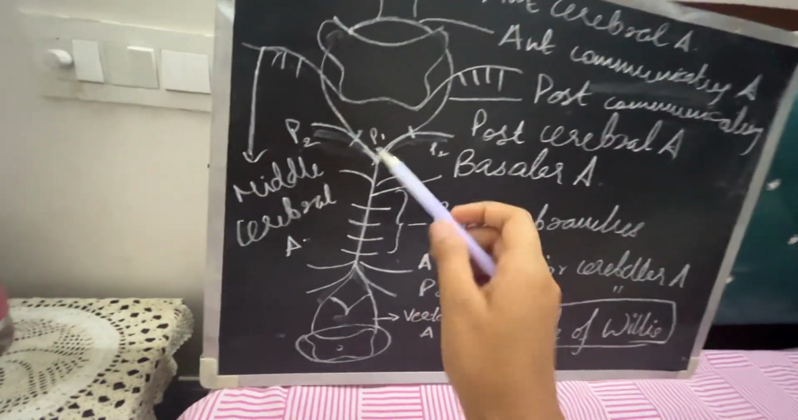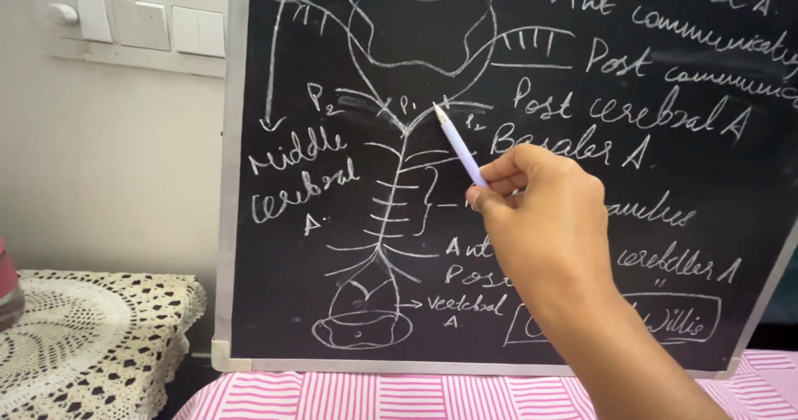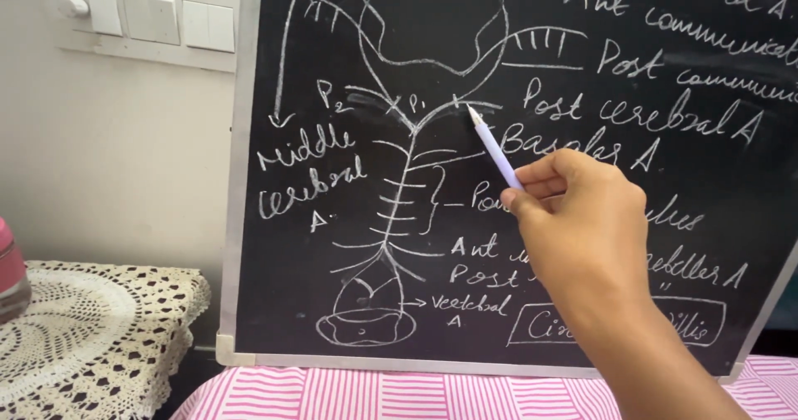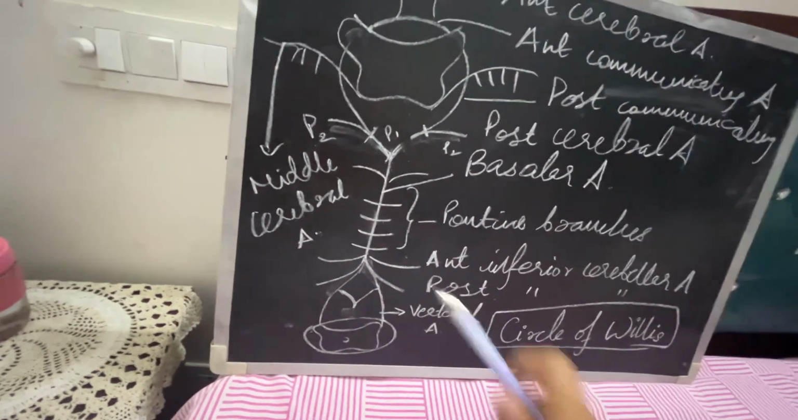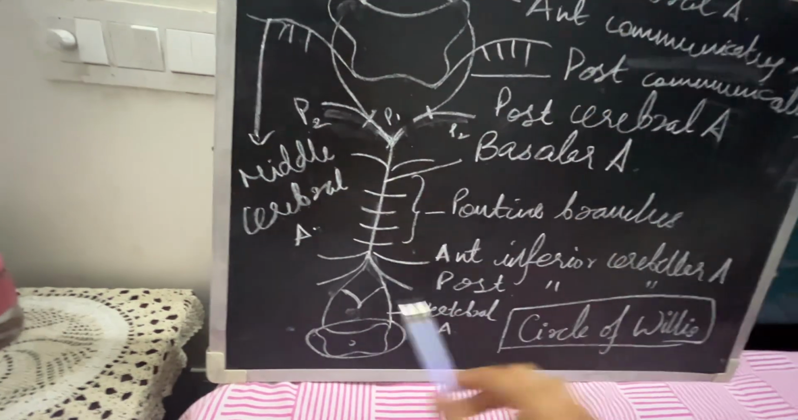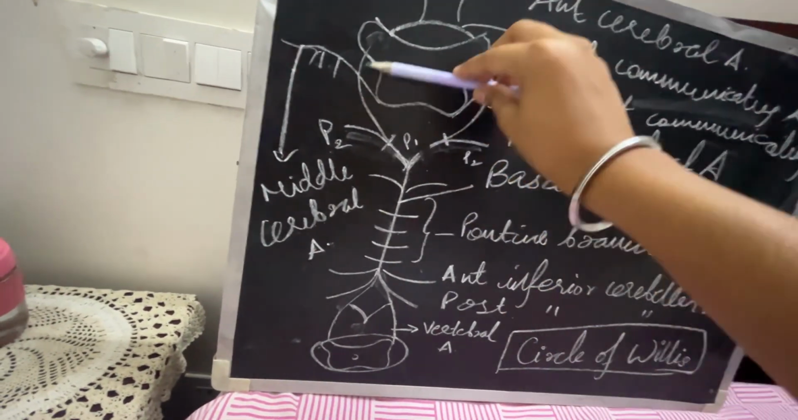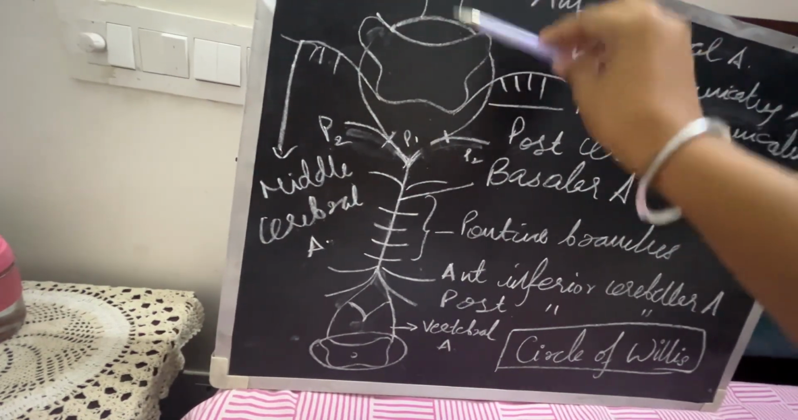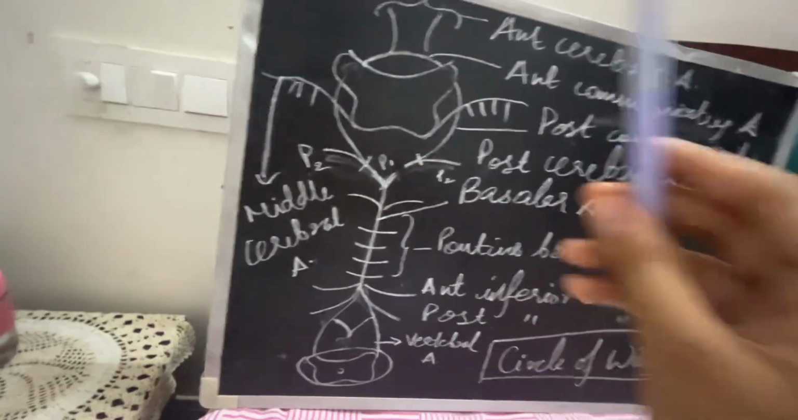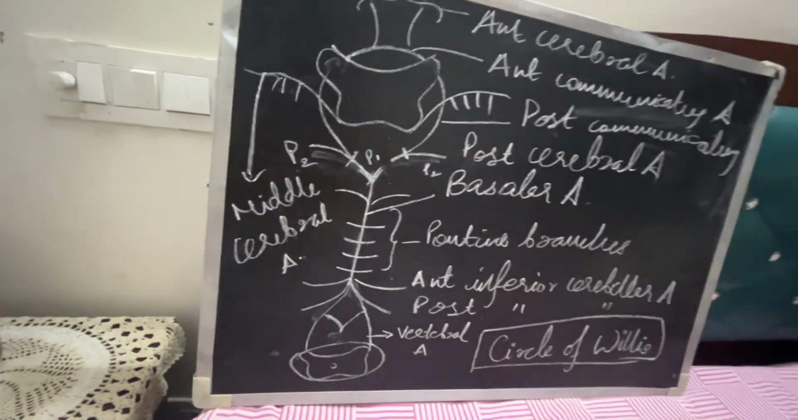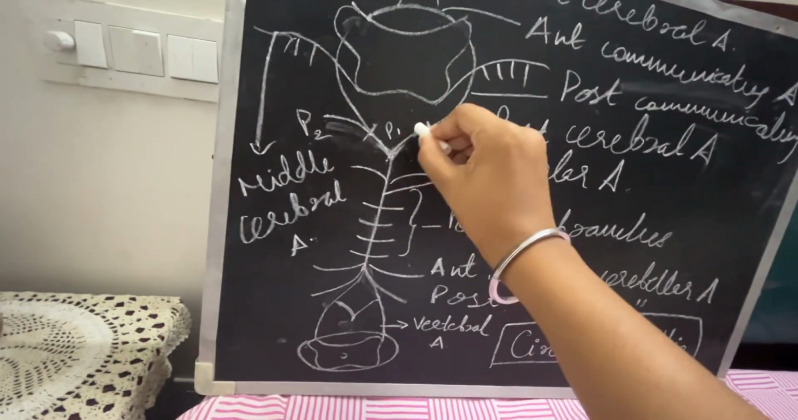Imagine there is a stroke, particularly an ischemic stroke, somewhere in this part. The blood supply will not stop. The blood supply will continue from here and will go to the anterior cerebral artery. It will not stop. So this circle is very important as it controls and manages our blood supply even if some arteries are blocked.